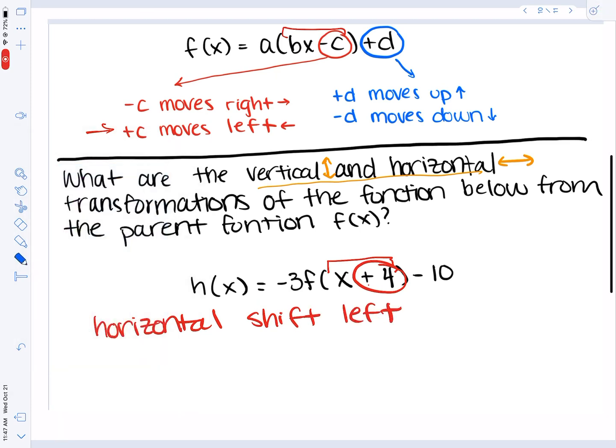And then what value is my d value? Very good, negative 10. So that negative 10, does that mean the function is going to transform up or transform down? Very good, vertical transformation down.